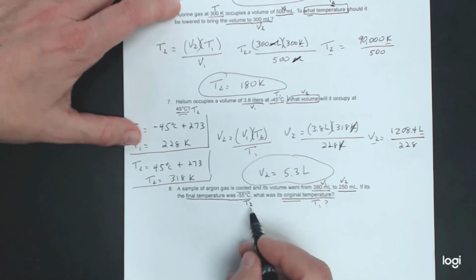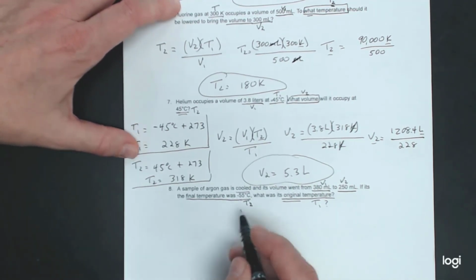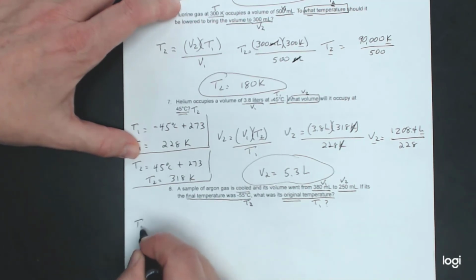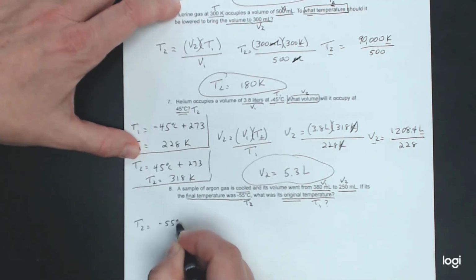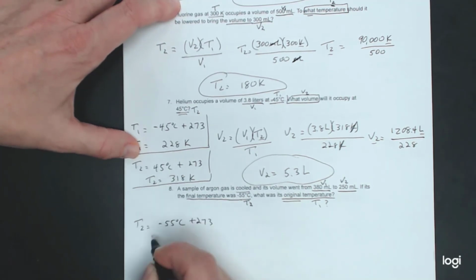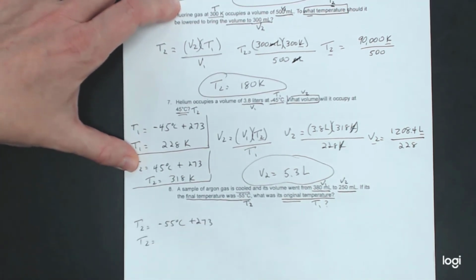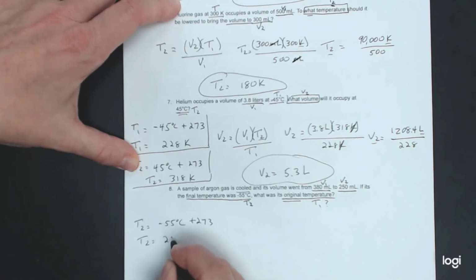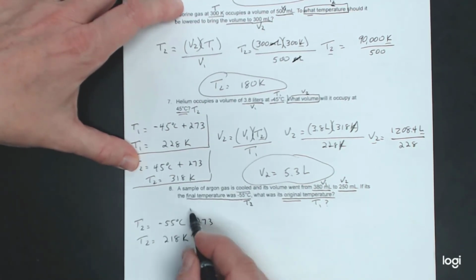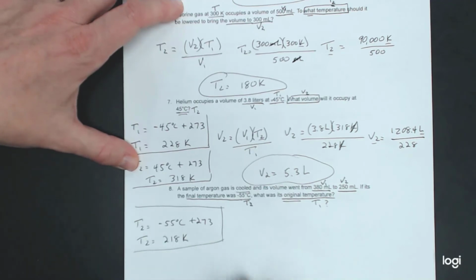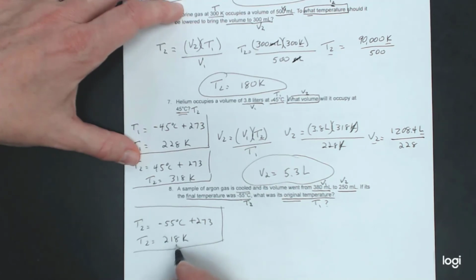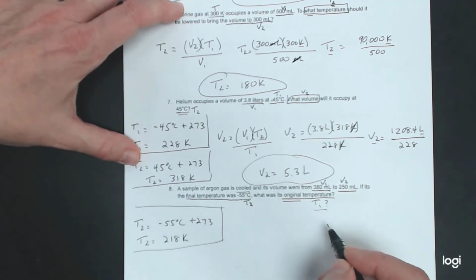So to start with, let's figure out, do I need to do a temperature conversion here? Yes, I certainly do. So we're going to find our T2. T2 equals minus 55 degrees Celsius plus 273. So our T2, and I'm going to go ahead and do those numbers real quick. Negative 55 plus 273 is 218 K. And like I usually do, I'm going to section that off because I'm me and that's the way I like to do things.